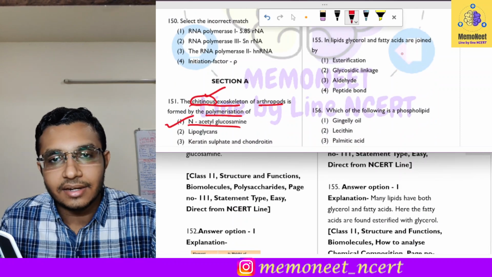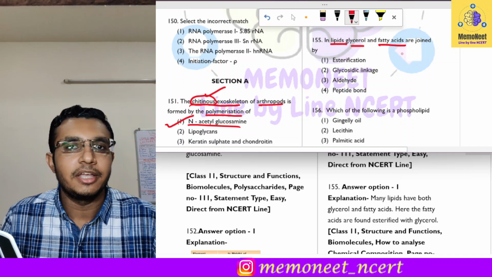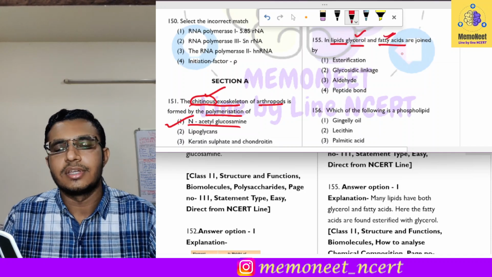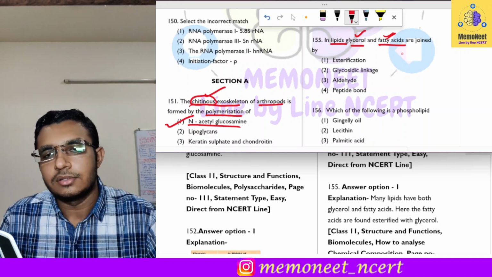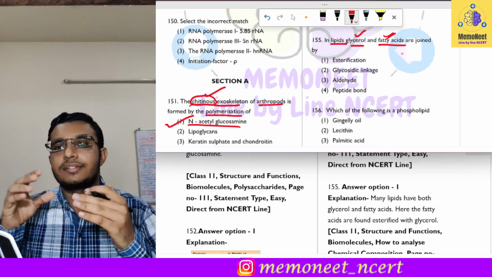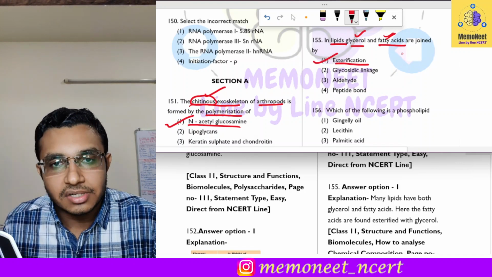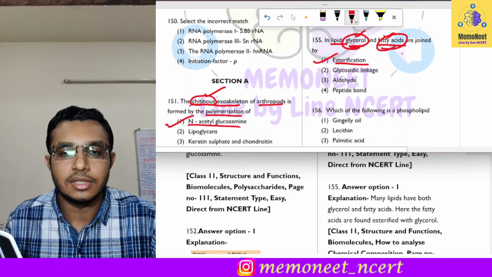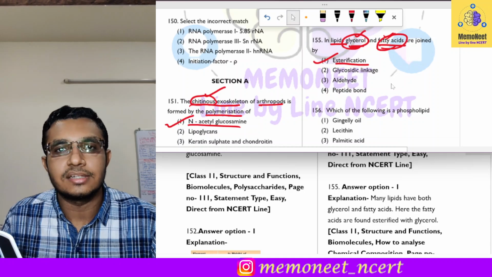It states that in lipids the glycerol and fatty acids are joined by what? So in lipids, the glycerol plus fatty acid. Glycerol is what? It is trihydroxypropane. Glycerol and fatty acids are joined by esterification, and ester bonds are found between the glycerol and the fatty acids. So the correct answer of this question will be option 1, that is esterification.